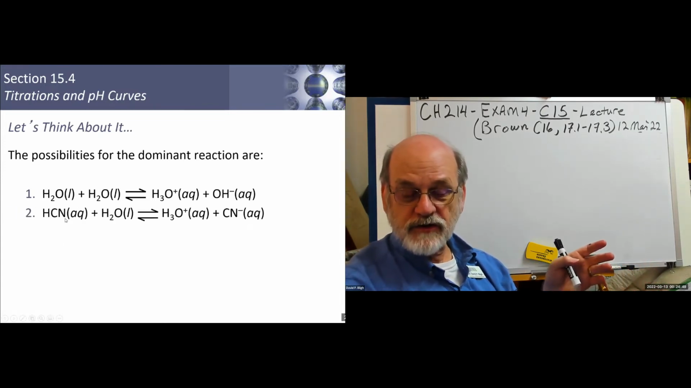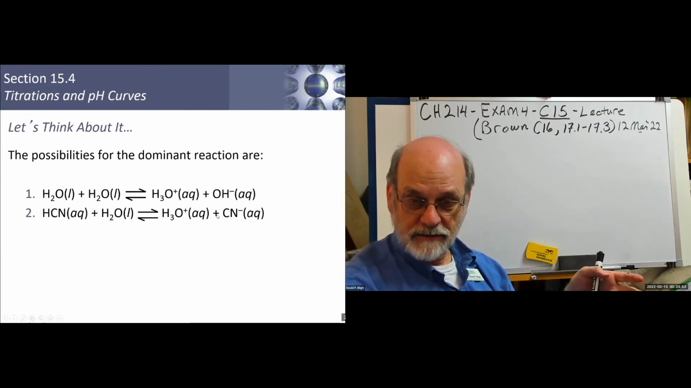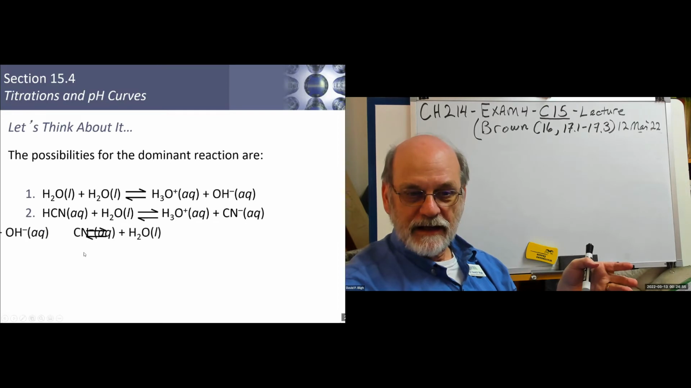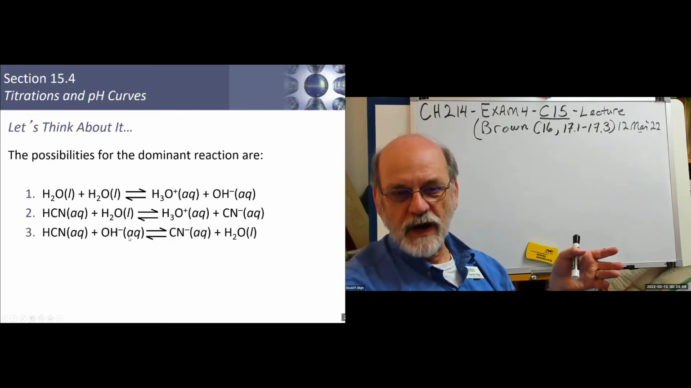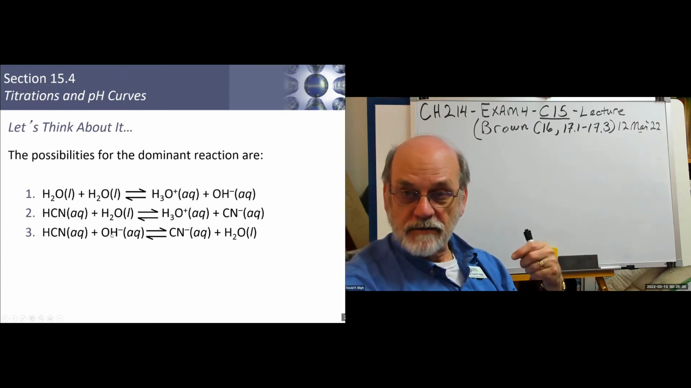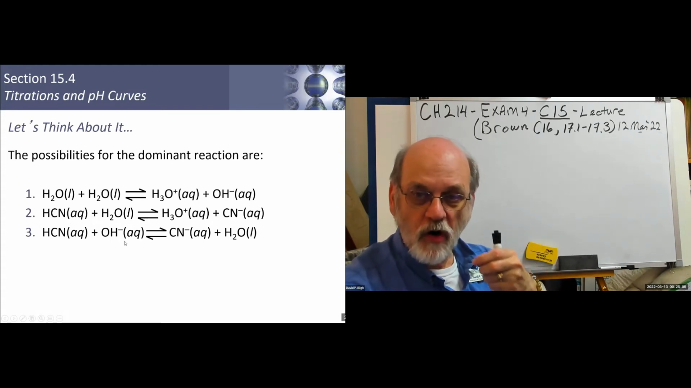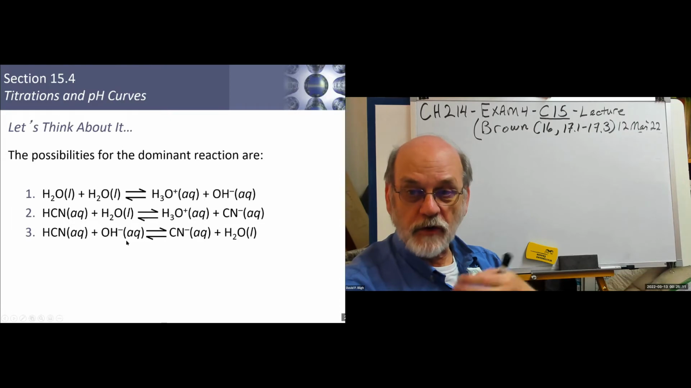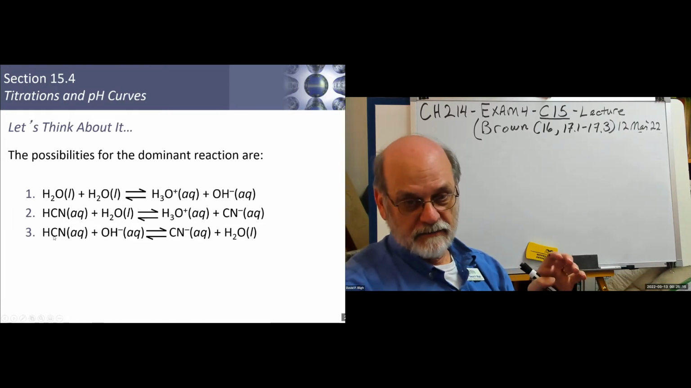Okay, then you got your hydrocyanic acid dissociation, right? Then we can make up one where HCN plus OH minus produces CN minus in water, right? You're reacting the OH minus, or the strong base from the sodium hydroxide, with HCN. That's a valid possibility that could occur.